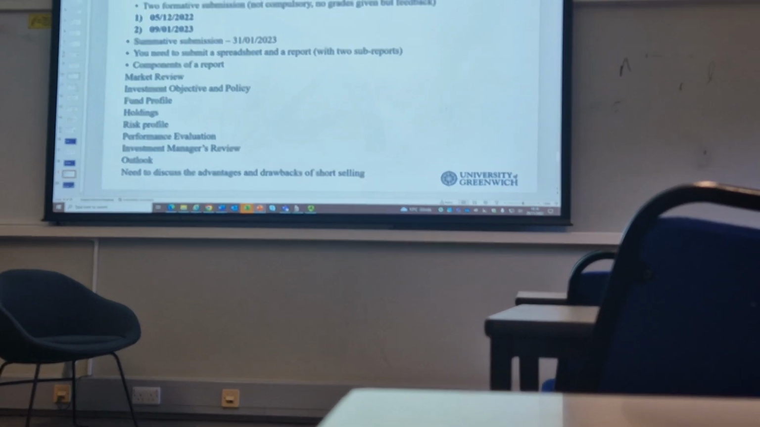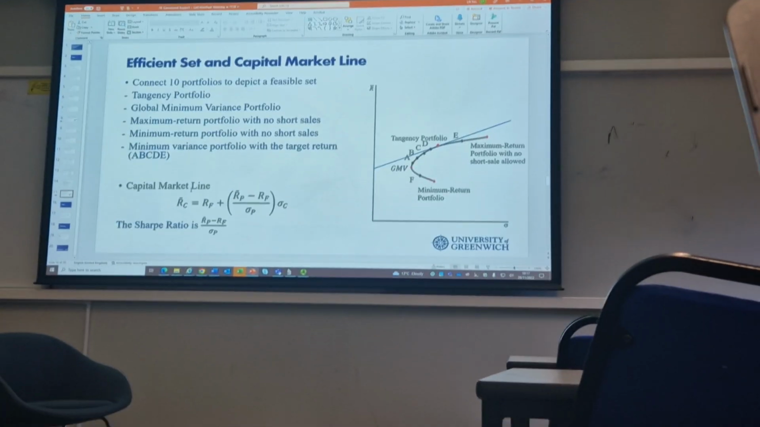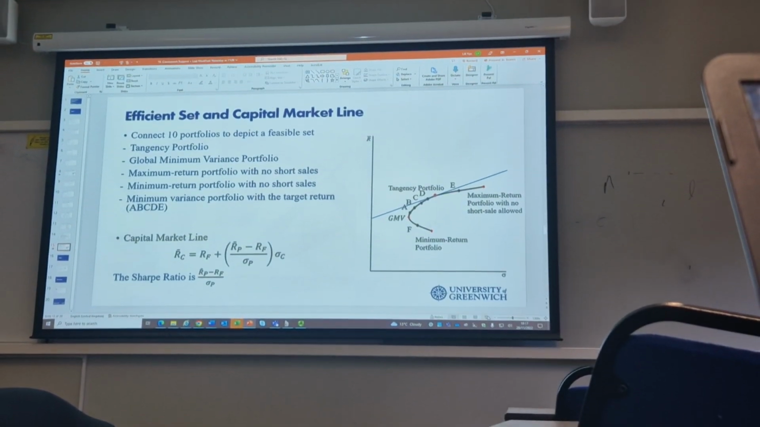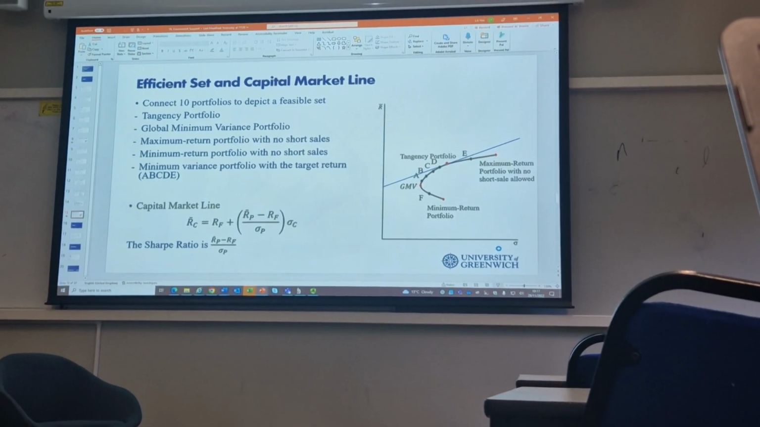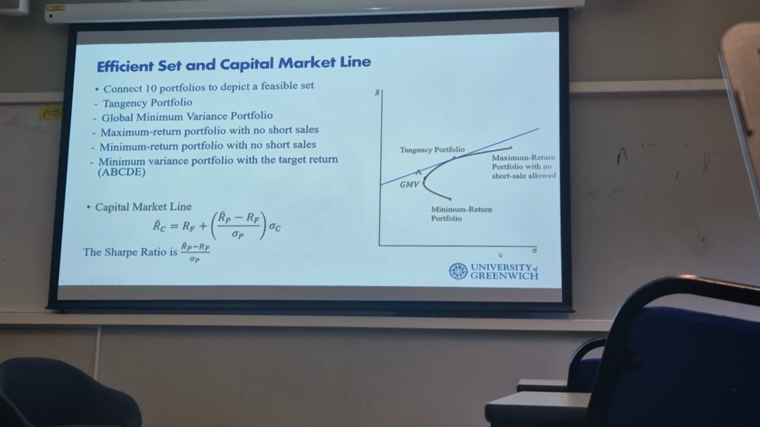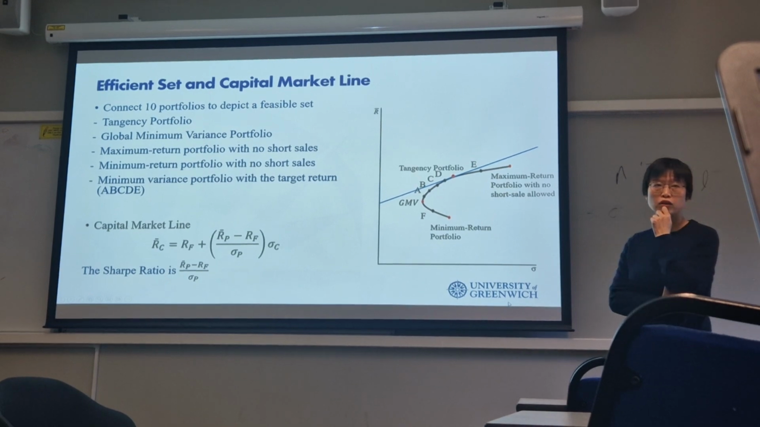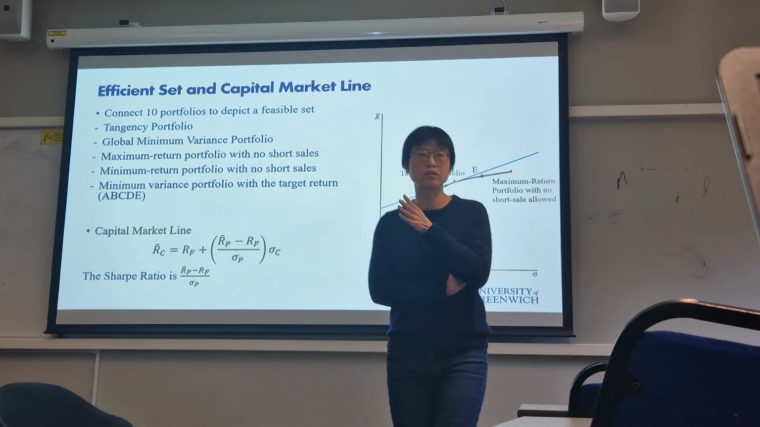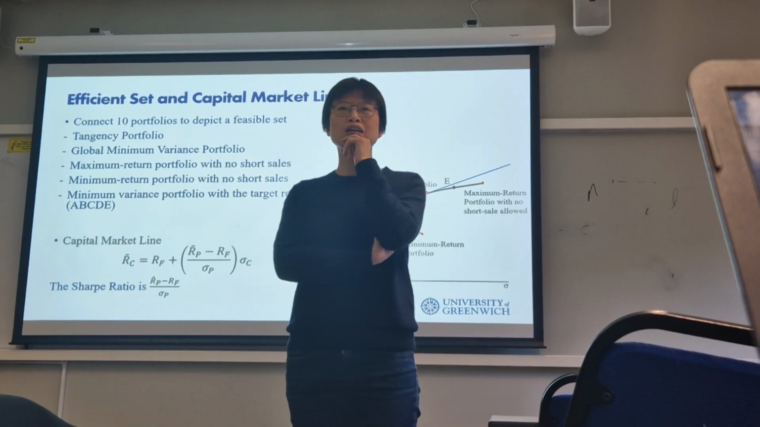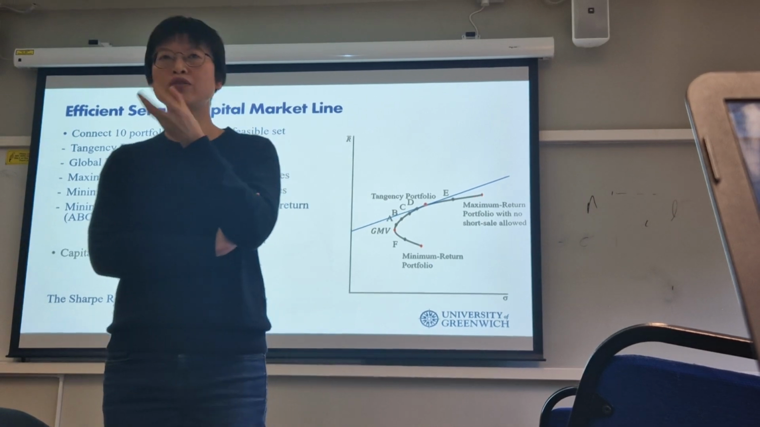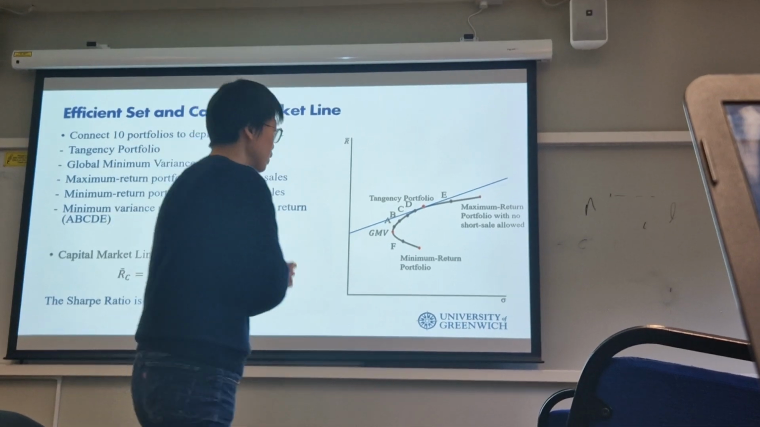So that's it about task 1. I would like to talk a little bit more about task 1. Are we clear about the 10 portfolios that we need to construct? Do we know how to construct the 10 portfolios? Not really. So what would you like me to do? Would you like me to show you the work again, how to do it?